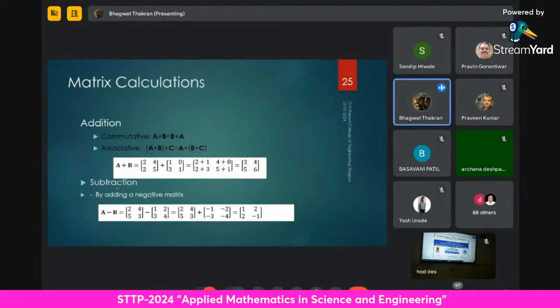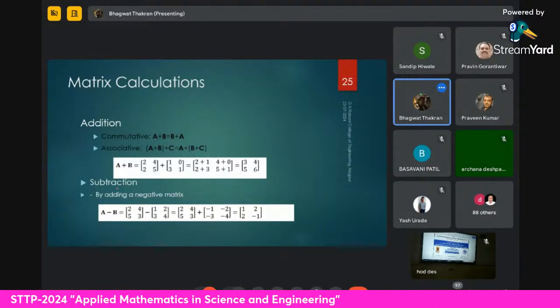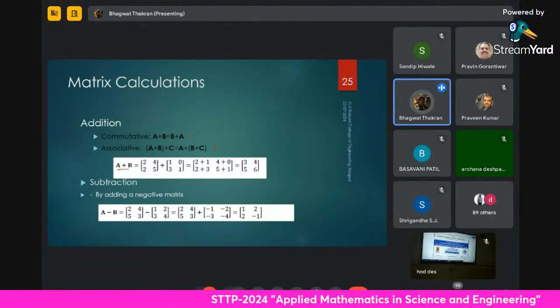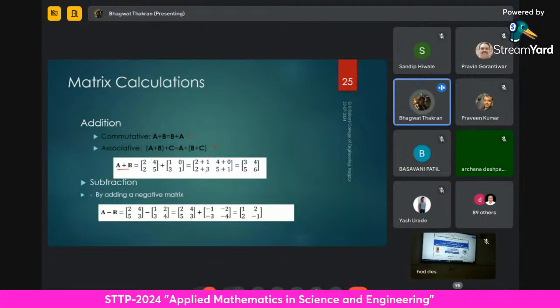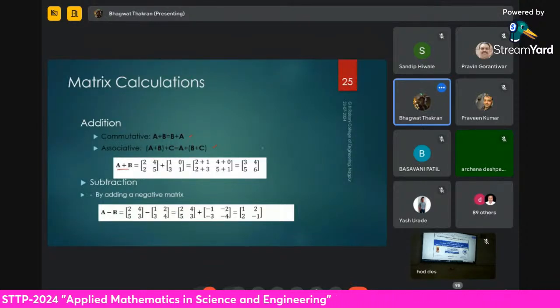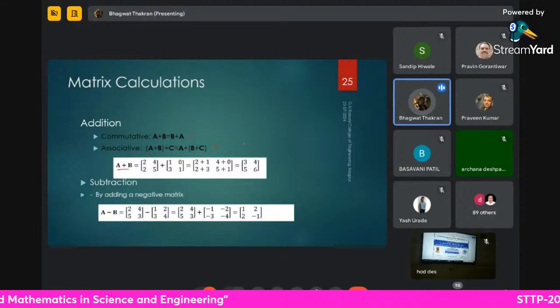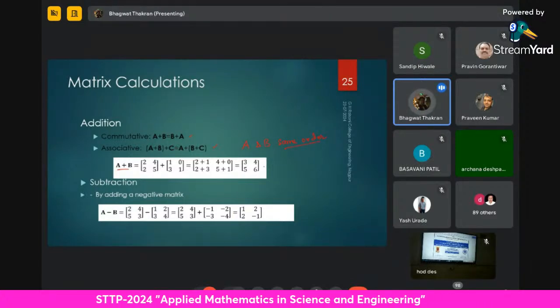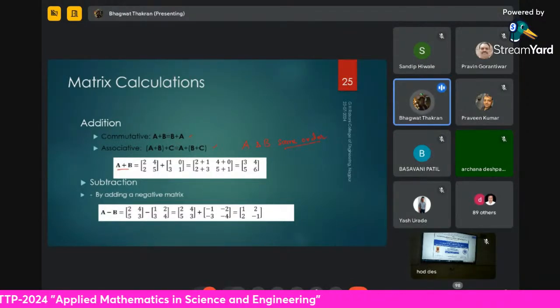Now, matrix calculation. Addition is commutative and associative, and the meaning of addition is adding the corresponding elements. The basic idea of adding corresponding elements is that A and B should be of the same order. If they are not of the same order, then I'm sorry, we cannot add them.